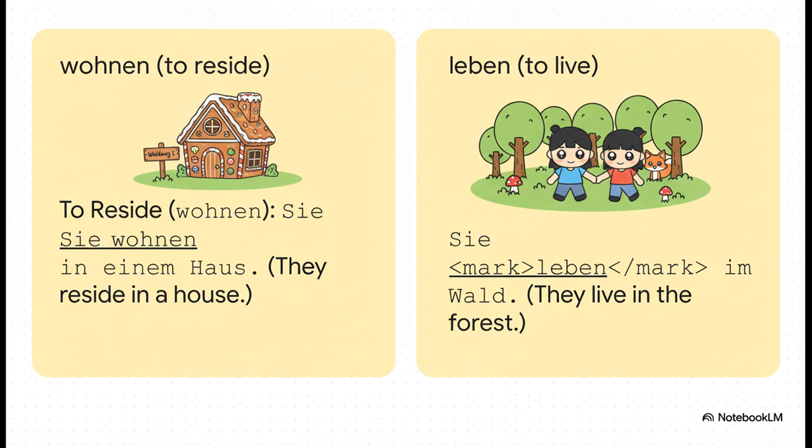Okay, but wait, there's another German verb for to live, and that's leben. So what's the deal? Well, think of it this way. Wohnen is about your address, your apartment, your house. The witch and the kids, they wohnen in einem Haus. They reside in a house. But leben is bigger. It's more about your general existence. Before they found the house, the kids would leben im Wald. They live in the forest. It's a small difference, but a really useful one.